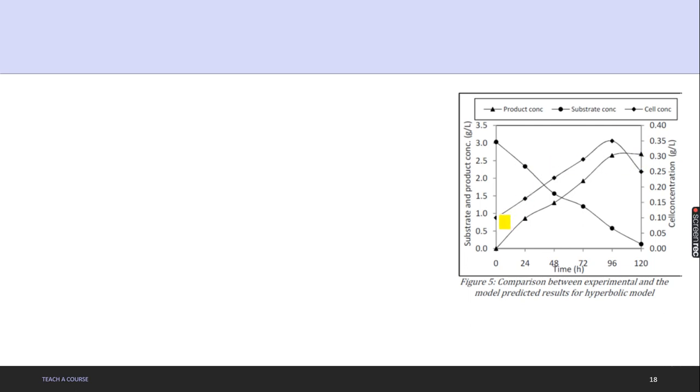Here we can see, for example, the substrate depletion curve, and we can see the biomass growth and product formation. Cell concentration is shown here, which finally decreases at one moment, and substrate concentration is decreasing with time, and product formation is increasing, reaching some maximum values. So this is the experimental and model data for this kind of dynamic model equation.